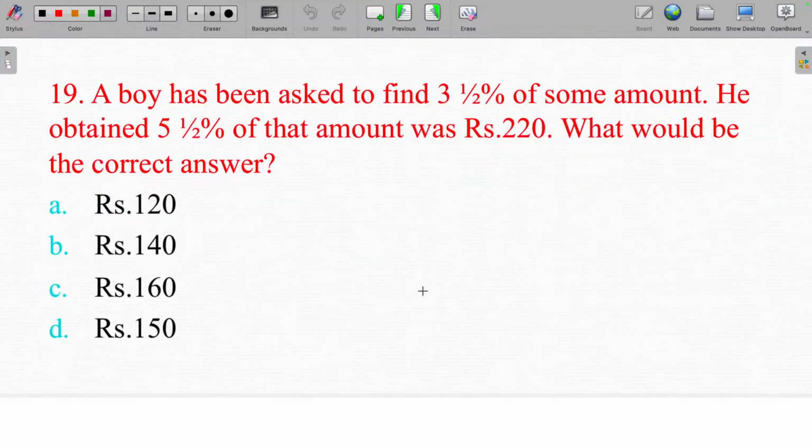You try this question also. Same type of question, easy question. But let's see who will do this. A boy has been asked to find 3.5% of some amount. He obtained 5% of that amount, which was 220. What would be the correct answer? Very simple question.